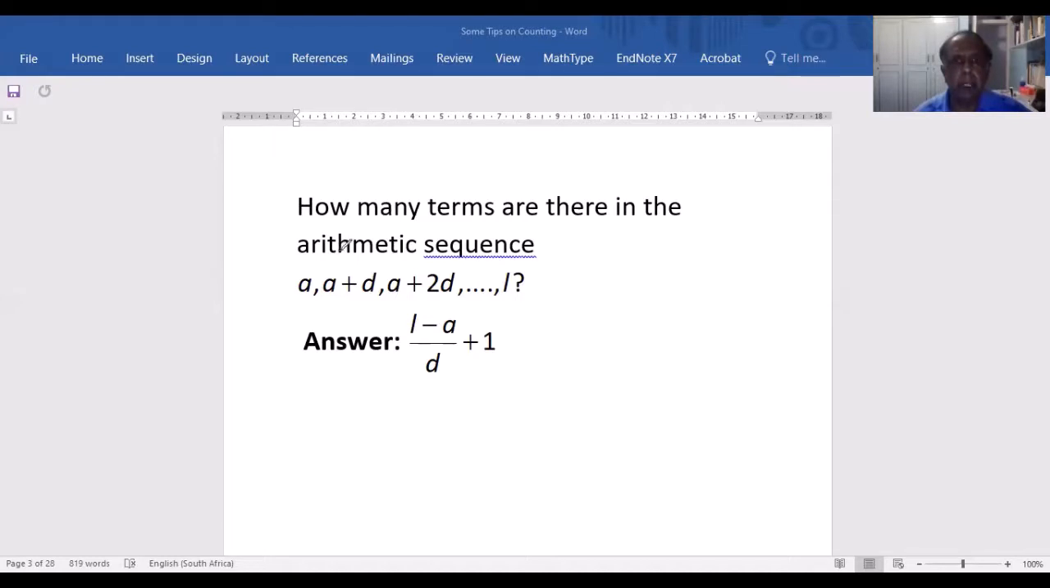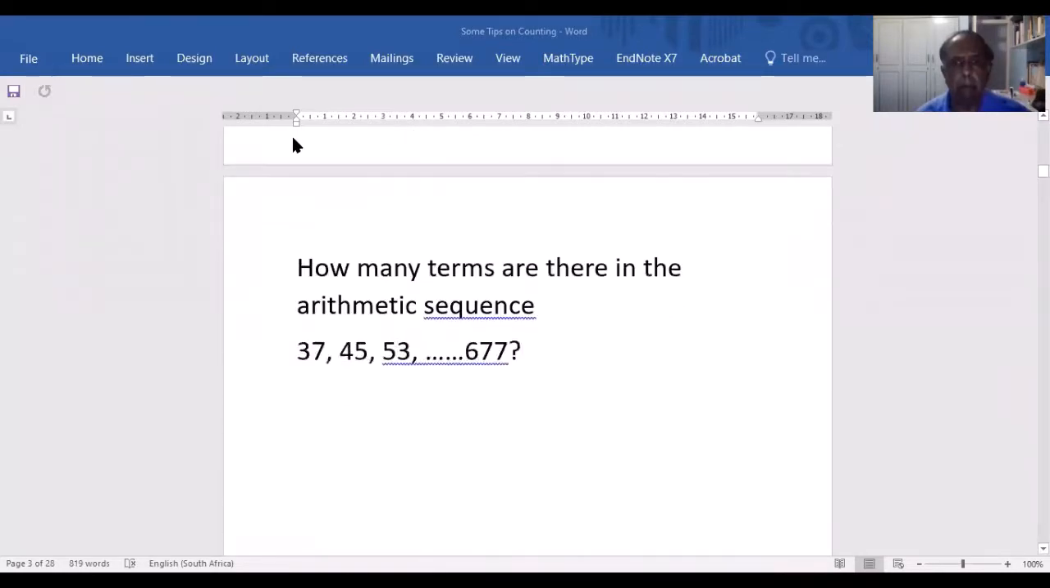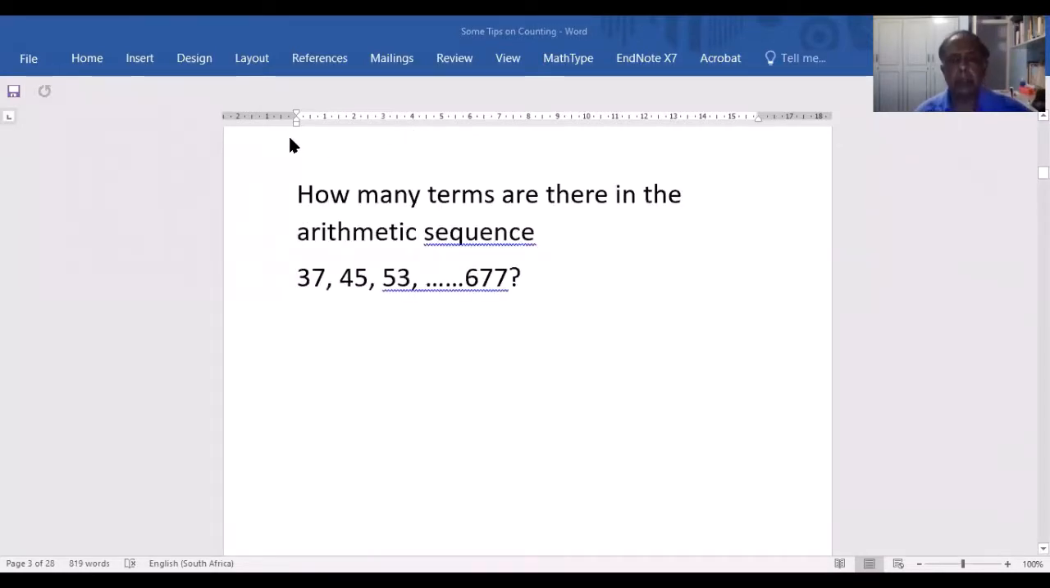If you can use this formula in another situation, let's try this problem here. Suppose we try this formula on this sequence here.